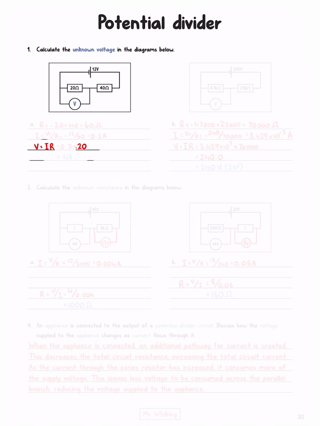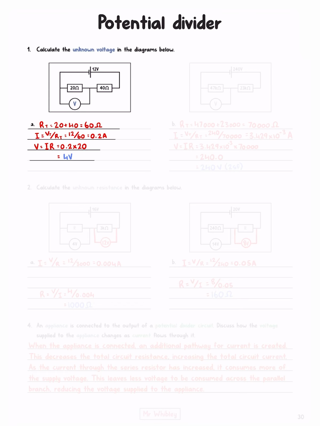Since this is a series circuit, we know that the total current in the circuit is also going to be the current through the 20 ohm resistor. And so to find this circuit current, we can use the fact that the total circuit current is the total circuit voltage divided by the total circuit resistance, which is just V equals IR, rearranged for I. Our total resistance, because this is a series circuit, is just the sum of our 20 and 40 ohms, which is 60 ohms, and our voltage was 12. So putting those numbers in gives us 0.2 amps. Putting that into our V equals IR equation gives us 4 volts.